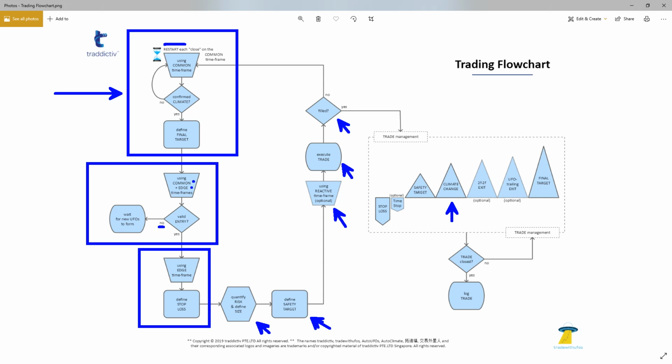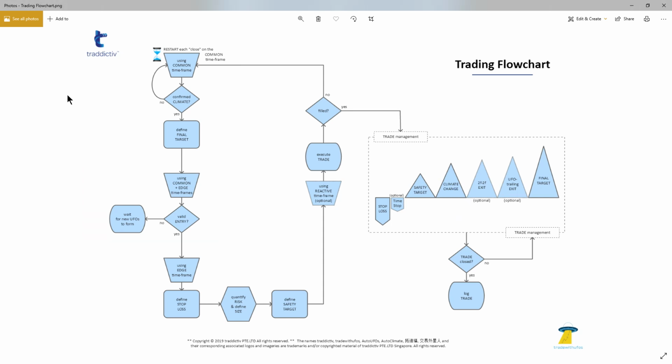So now, what may happen, what should happen, what tends to happen multiple times in an intraday session is multiple climate changes. I'm just using the wrong drawing tool here. It's multiple climate changes. This is something that happens very, very often.